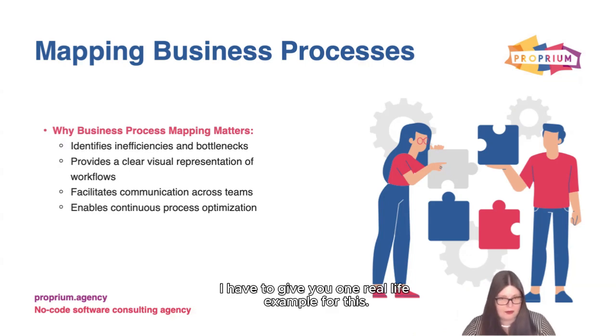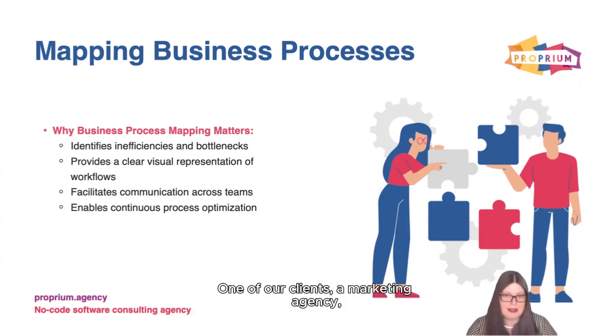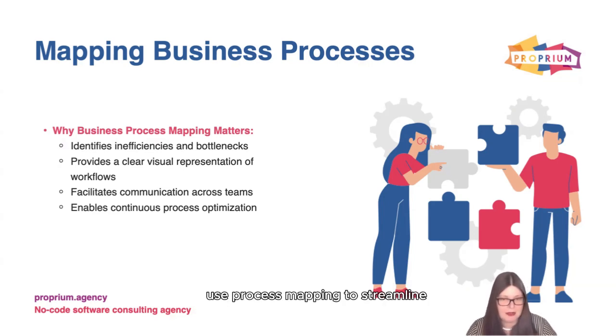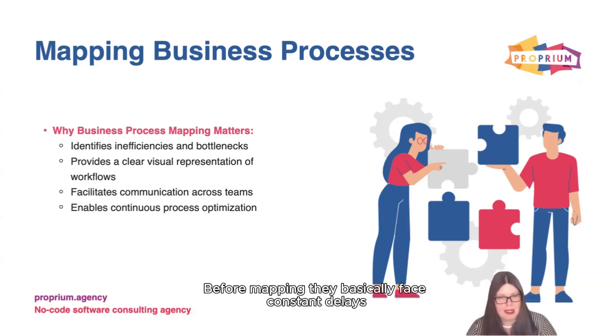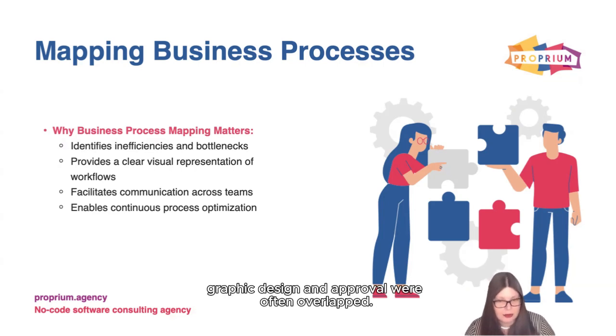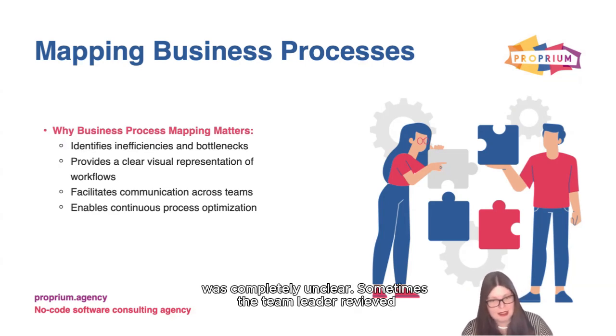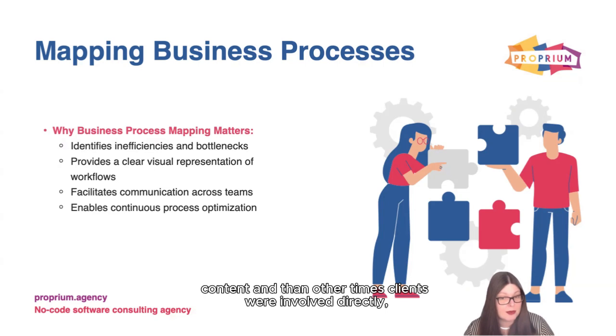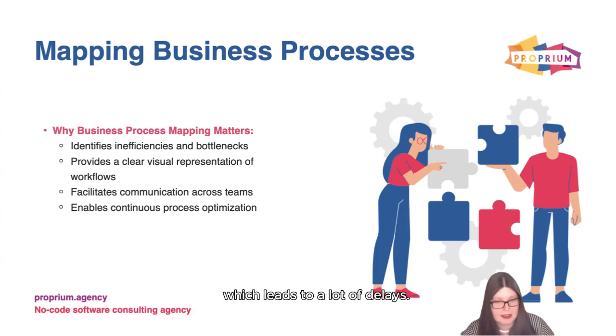I have to give you one real-life example for this. One of our clients, a marketing agency, used process mapping to streamline their campaign creation process. Before mapping, they basically faced constant delays because tasks like content creation, graphic design, and approval were often overlapped, and they were not able to complete them in the right order. By mapping the workflow, they first identified that their approval process was completely unclear. Sometimes the team lead reviewed content, and other times clients were involved directly, which led to a lot of delays. And after mapping the process, they created a clear system.